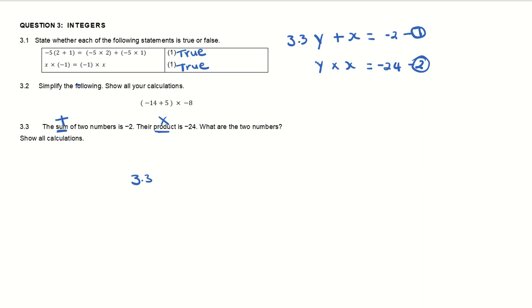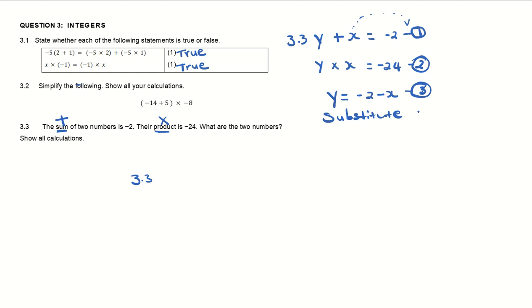Now you can choose any of these equations and make y the subject of the formula, okay? It's easiest to choose 1. Let's make it into y is equal to negative 2 minus x. I just transposed that x, moved it over, and it changed sign. It became negative x. And let's choose to call this equation 3. So now, what you do is you substitute, okay?